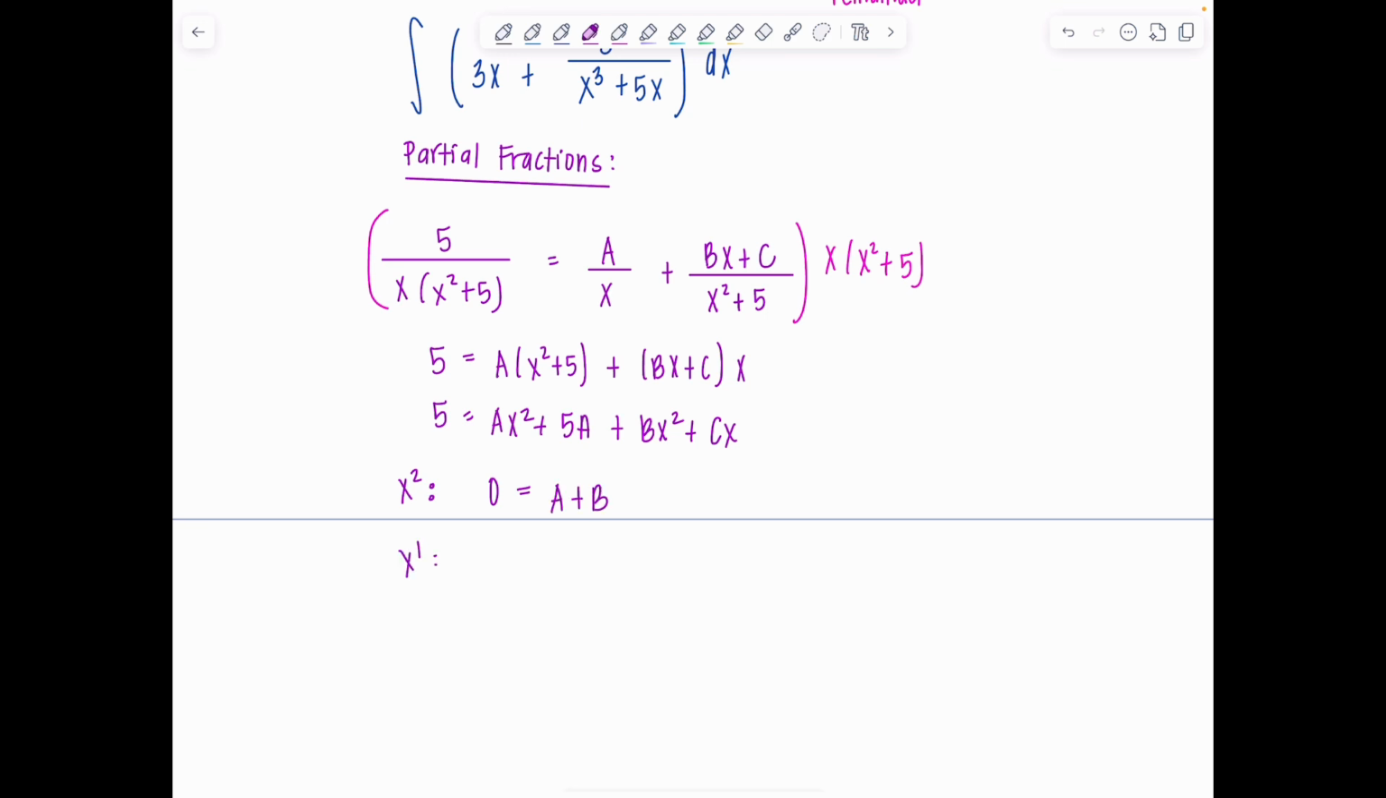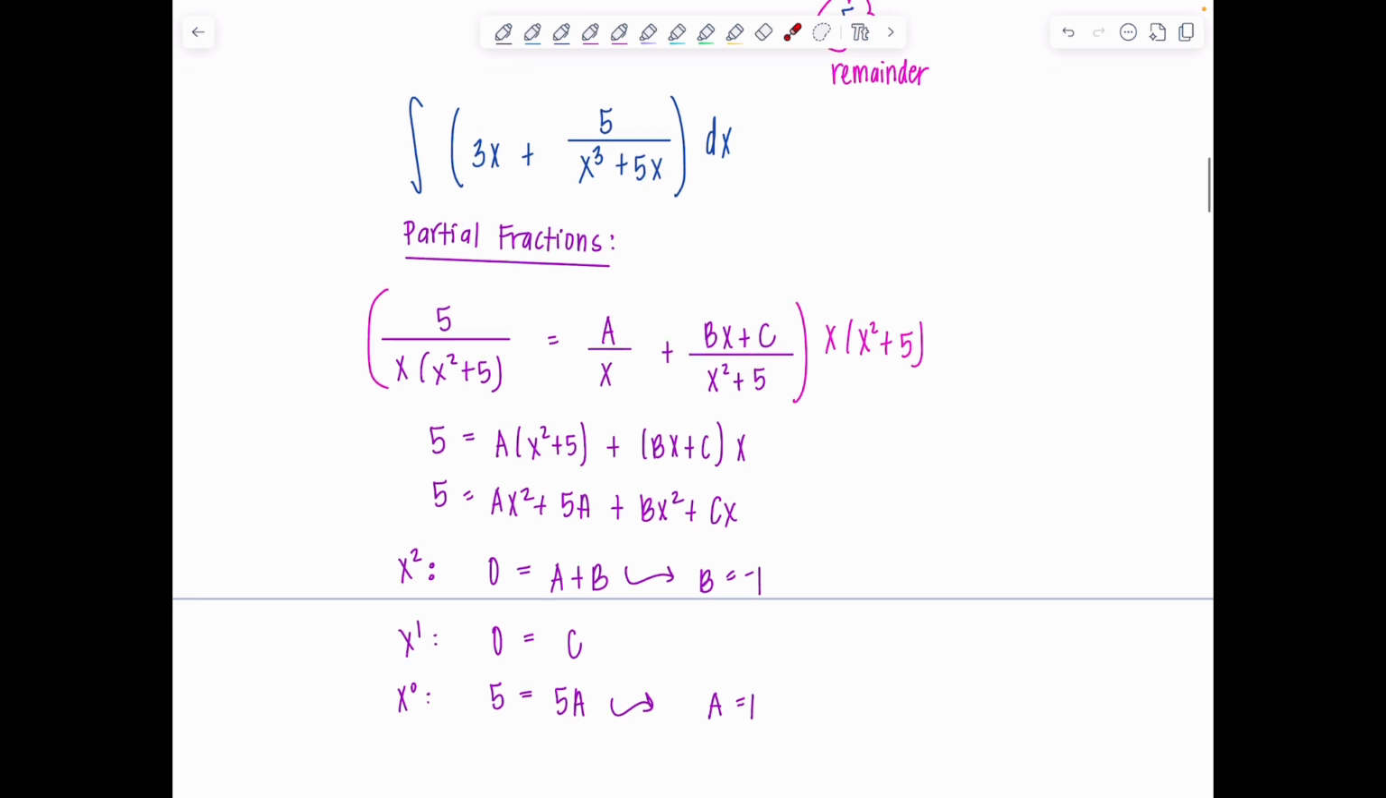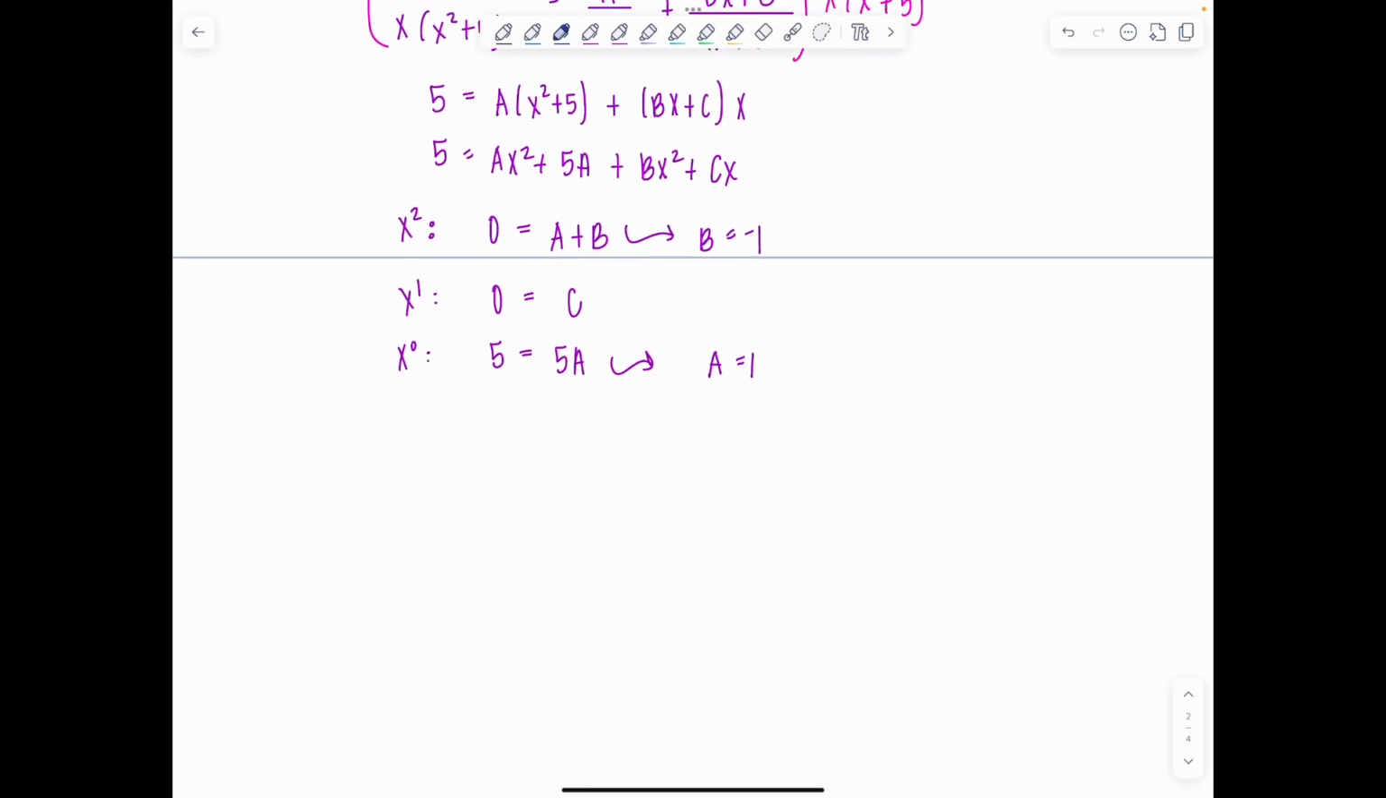X to the first, I don't see any x's on the left. So 0 has to equal c. And then x to the 0, or constant terms, we have a 5 on the left, which equals 5a. So boom, that tells me a is 1, and then based on that, b has to be -1. Perfect. So now we can rewrite this expression using our partial fraction decomposition and evaluate the integral.